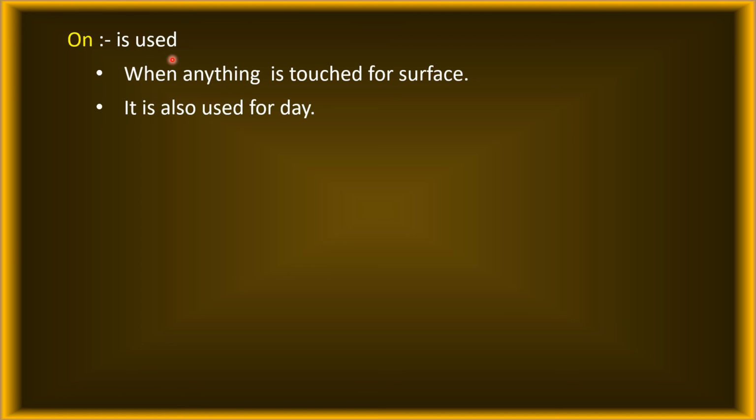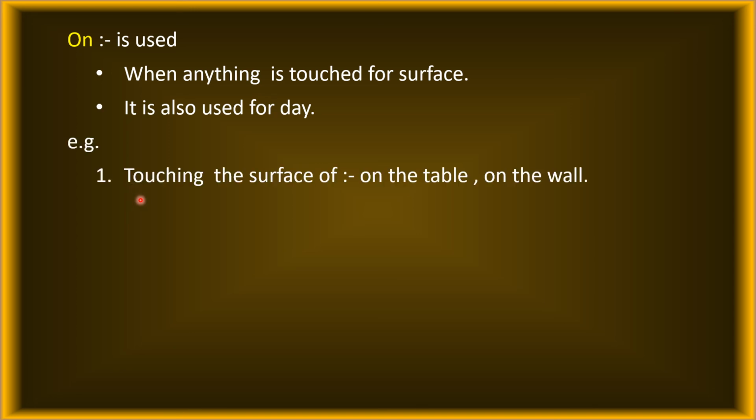On is used when anything is touched for surface. जब कोई चीज किसी surface पे touch हो. And it is also used for day. और ये day के लिए भी use किया जाता है. For example, I am keeping my book on the table and I'll come on Monday. Examples: touching the surface of, on the table, on the wall.